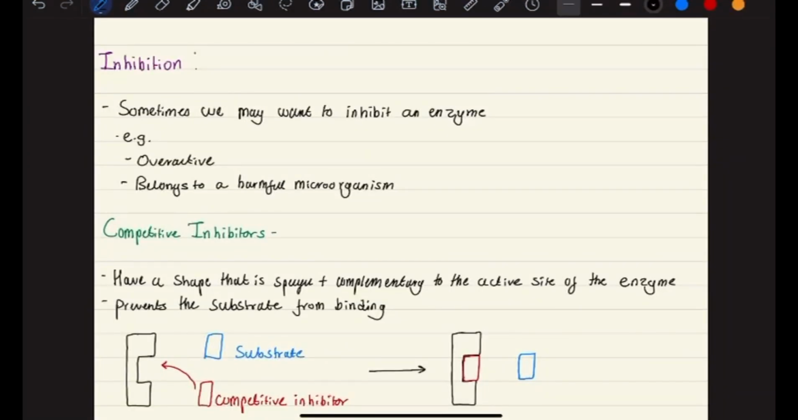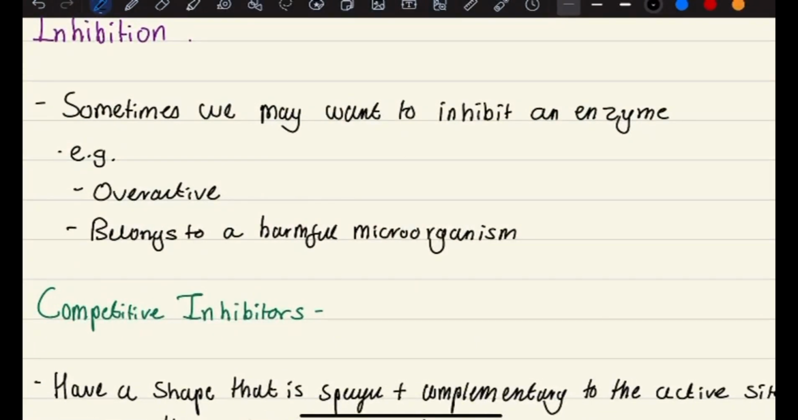Okay, but there are also going to be times when we need to inhibit an enzyme. Why might we want to inhibit an enzyme? Maybe it's doing too much, the enzyme's too overactive. Or maybe it belongs to a harmful microorganism, a bacteria or a virus. Other thing could be that it's making a harmful product. Either way, we just want to say enzyme, cut it out. Cool. We can do this in two ways.